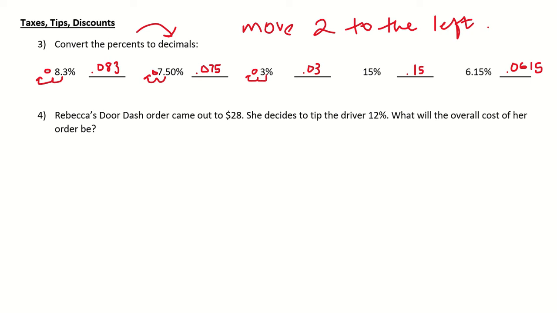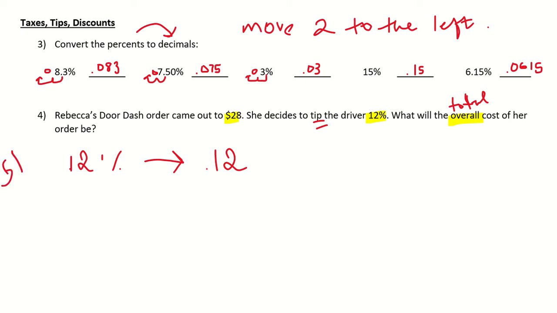All right, let's apply that on number 4. Rebecca's DoorDash order came out to $28. She decides to tip the driver 12%. What will the overall cost, meaning the total, of her order be? Okay, so this is a question regarding tips. You had notes that tell you the exact steps that you need to do. The first step was to change this percent. 12% of the tip needs to be changed to a decimal, and that is 0.12. That's step 1.